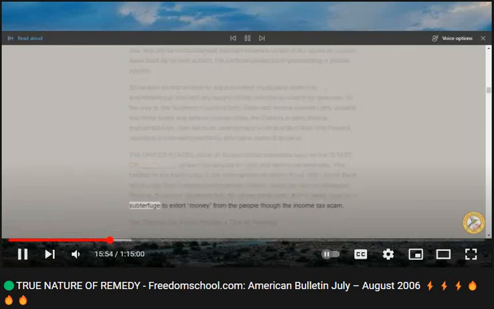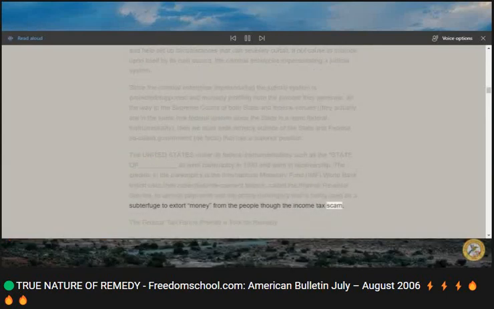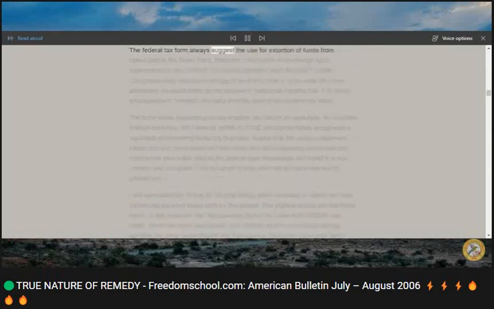Tax form always suggests being used as a subterfuge to extort money from the people, through the income tax scam. The federal tax forms provide a tool for remedy. The federal tax form always suggests the use for extortion of funds from individuals is the form 1040, OMB number 1545-0074, even though upon examination of the Office of Management and Budget, OMB, congressionally mandated listings of what this form is to be used for show absolutely no applicability to the subject of individual income tax.